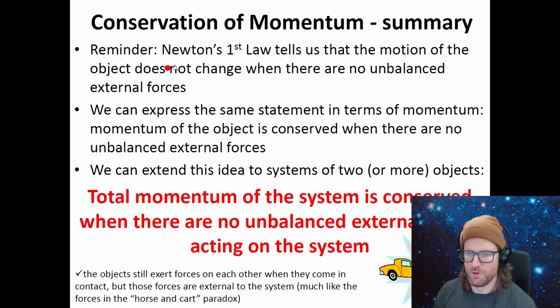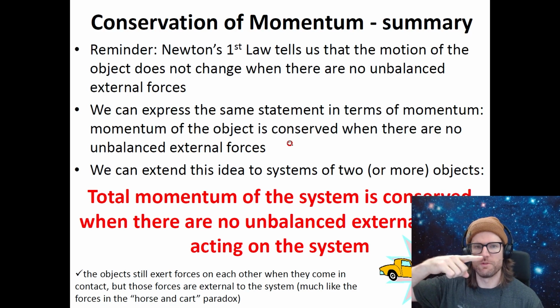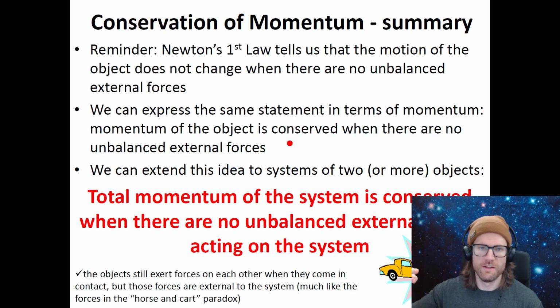Okay. Newton's first law tells us that the motion of an object does not change when there are no unbalanced external forces. We can express the same statement in terms of momentum. Momentum of the object is conserved when there are no unbalanced external forces, which means if an object is moving in a straight line with constant momentum and there are no external impulses, then it will continue to move in a straight line with constant momentum.